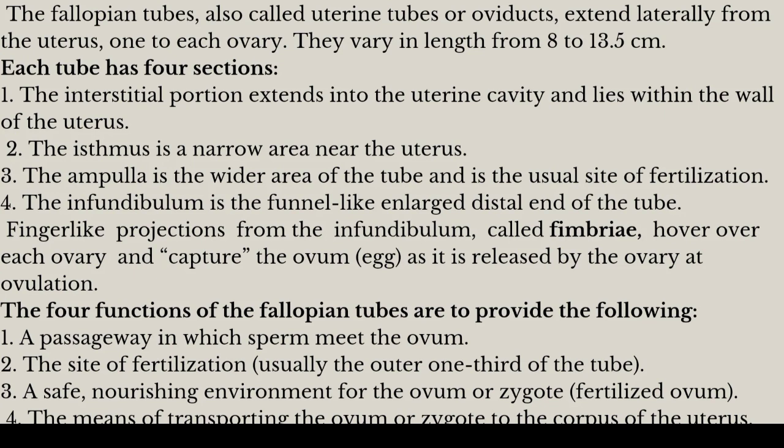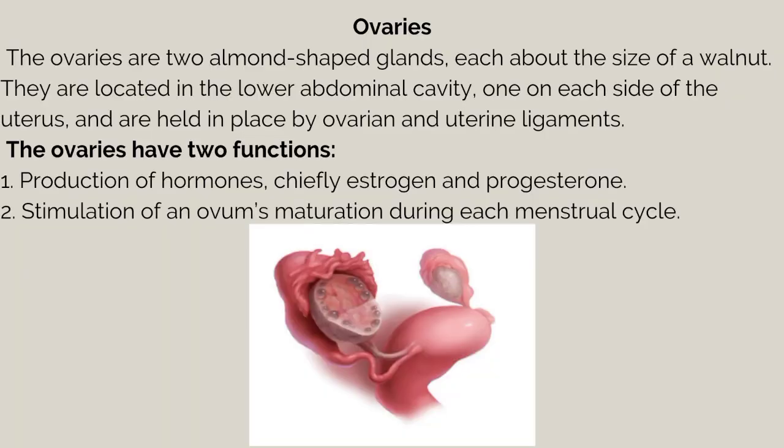The second function is the site of fertilization, usually the outer one-third of the tube. And the third is a safe, nourishing environment for the ovum or zygote, the fertilized ovum. And number four is the means of transporting the ovum or zygote to the corpus of the uterus. So let's proceed to the ovaries.